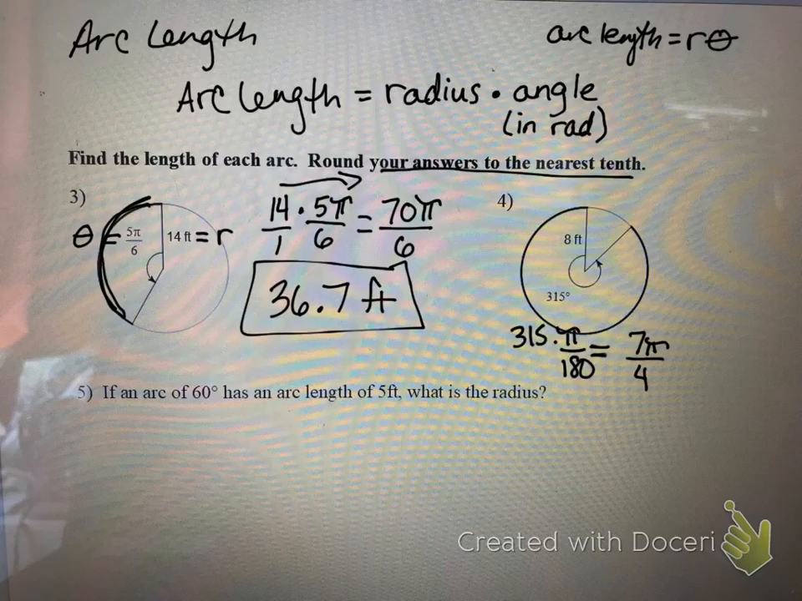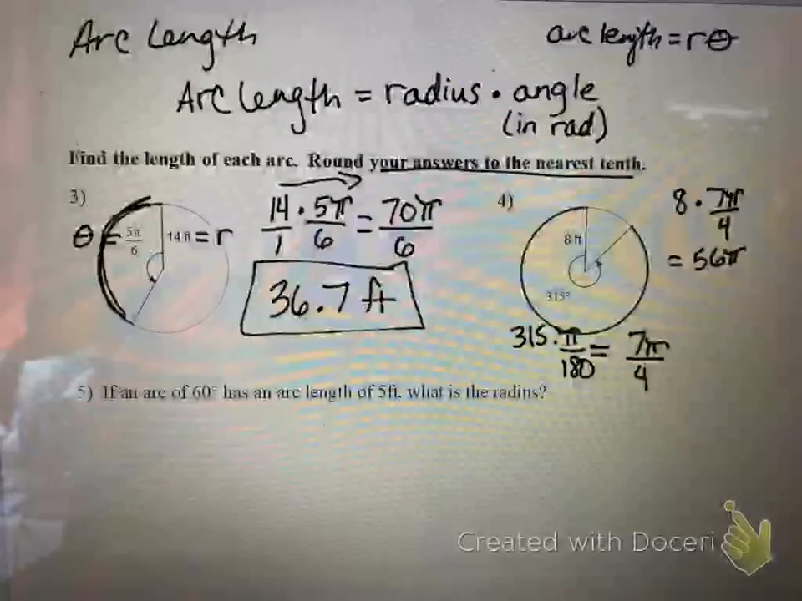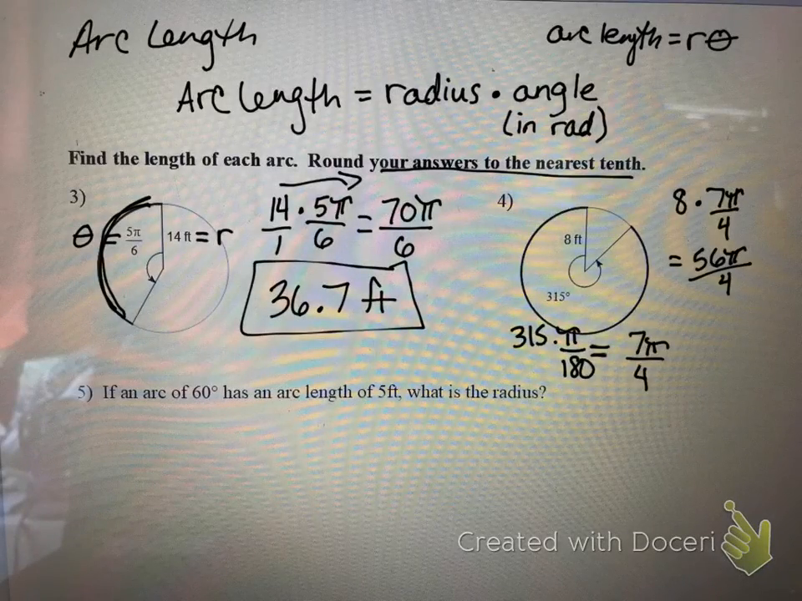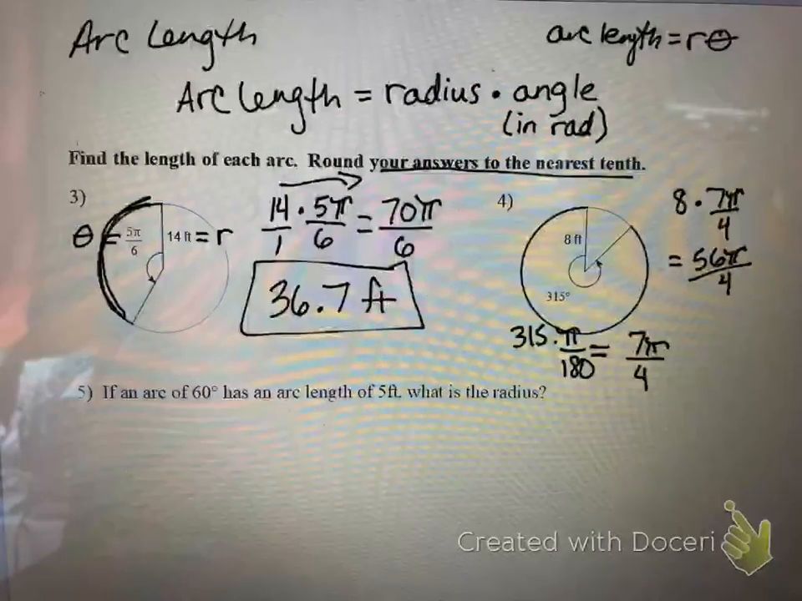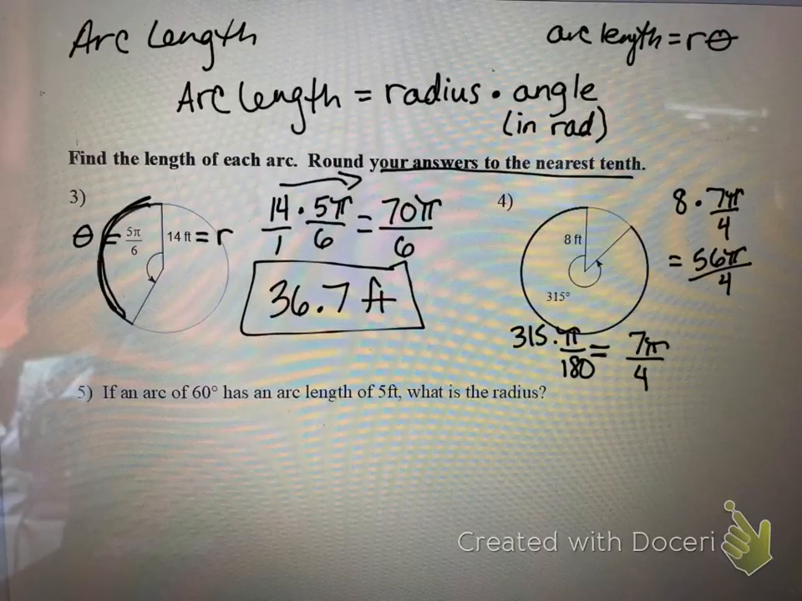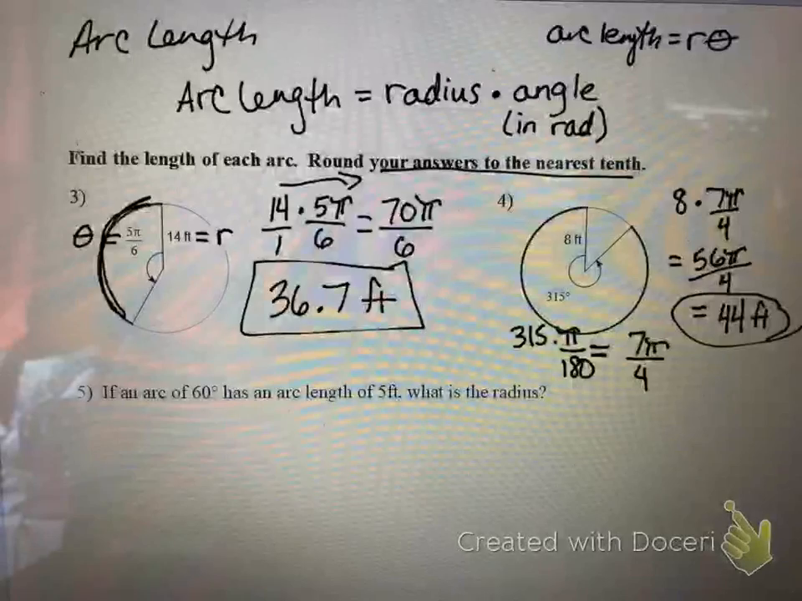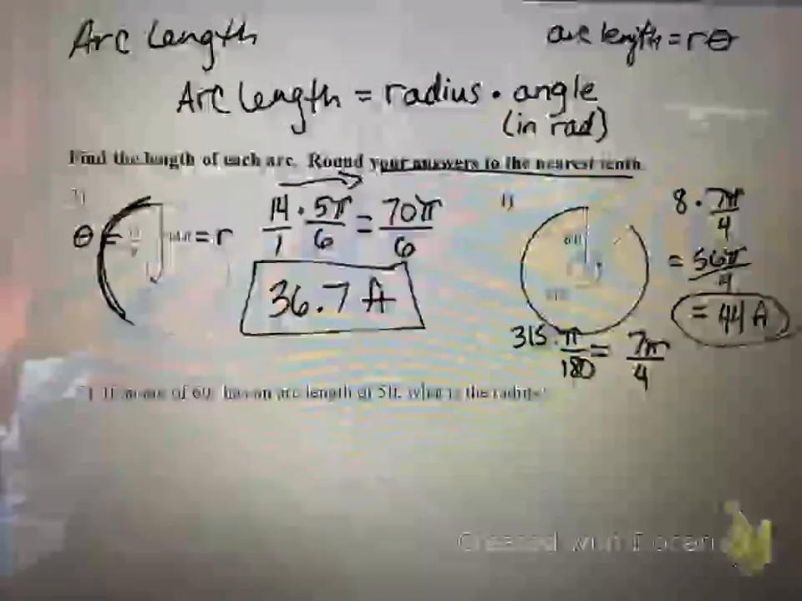So that is my angle, so I'm going to multiply 8 times the 7 pi over 4. So I get 56 pi over 4. You can simplify that one more time if you want, or you can just go ahead and multiply it out. So that is what I'm going to do. So once we simplify that, this one rounds up to 44 feet. So that is how you would find the arc length.